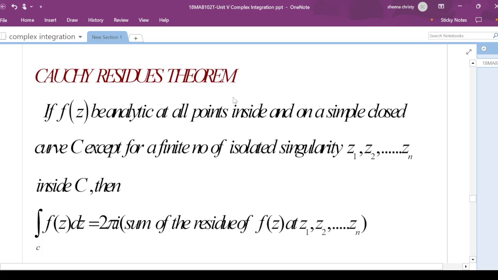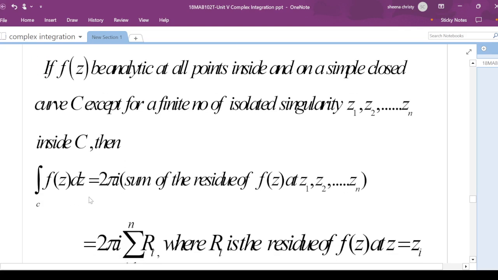Cauchy's residue theorem states that if f of z is analytic at all points inside and on a simple closed curve C, except for a finite number of isolated singular points z1, z2 and so on up to zn inside the contour C, then the integral over C of f of z dz equals 2 pi i times the sum of the residues at the points z equal to z1, z2 and so on up to zn, which are lying inside the contour C.